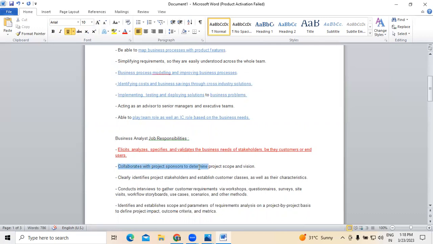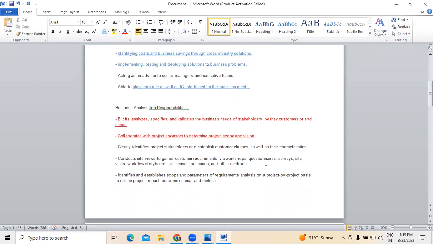At the same time, collaborate with project sponsors to determine the project scope and vision. It's important, because unless you have identified the vision and scope of the project, if any scope deviation happens in the middle of the project, how are you going to handle it, right? So understanding as well as determining the project scope and vision is essentially important. You have to know that when you are interacting with the project sponsors. Otherwise, you never know that. So that is also a common skill set a BA has to acquire.